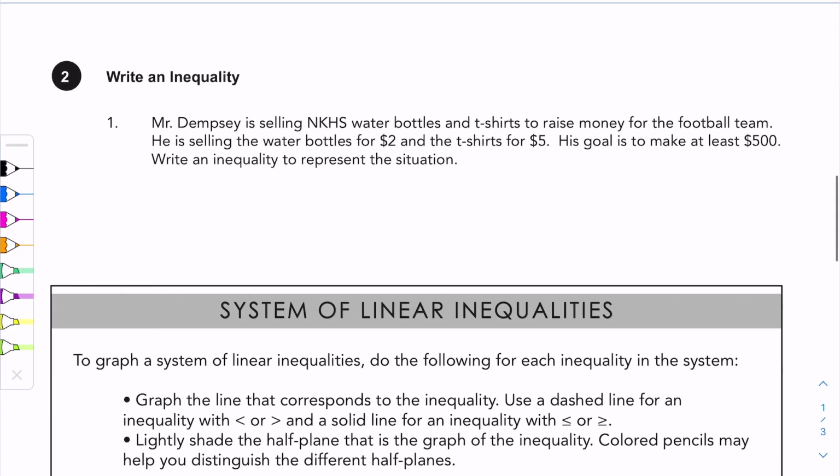Next, we're going to work on writing an inequality. Our inequality, or our statement, says that Mr. Dempsey is selling NKHS water bottles and t-shirts to raise money for the football team. He is selling the water bottles for $2 and the t-shirts for $5. His goal is to make at least $500. Write an inequality to represent the situation. So highlight your important info. He's selling water bottles for $2. He's selling t-shirts for $5, and he wants to make at least $500.